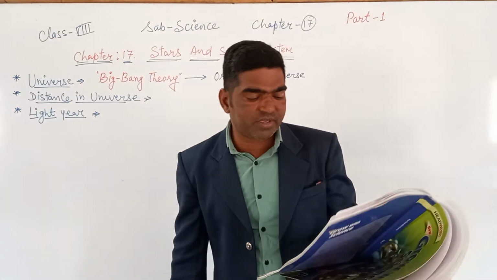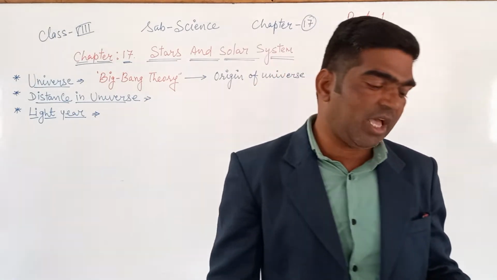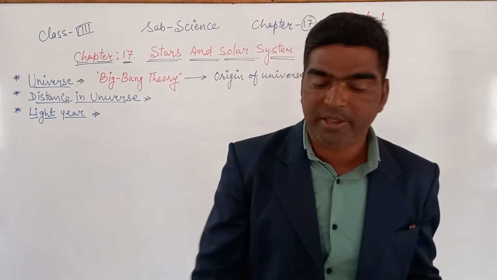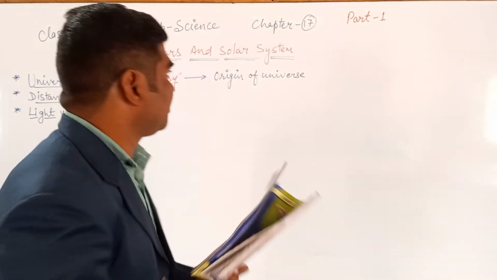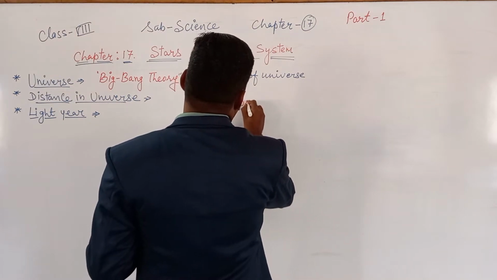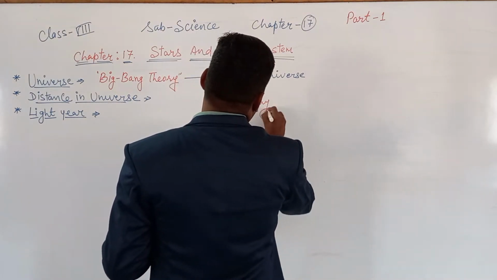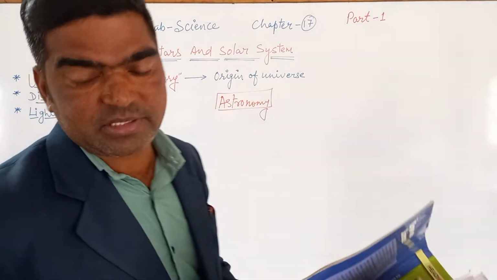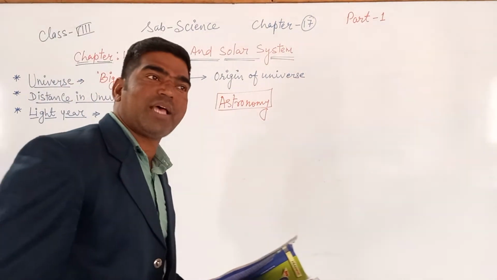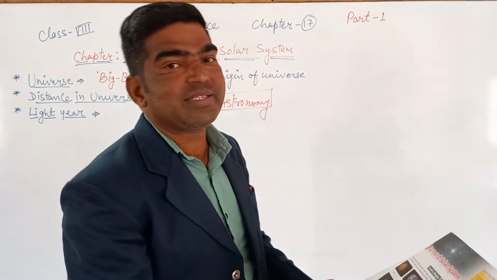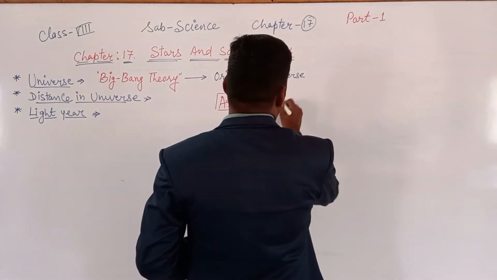The branch of science that deals with the study of this universe and the celestial objects is called what? Astronomy. Astronomy means what? This is the branch of science. Astronomy means the branch of science which deals with the study of the universe and the celestial objects.